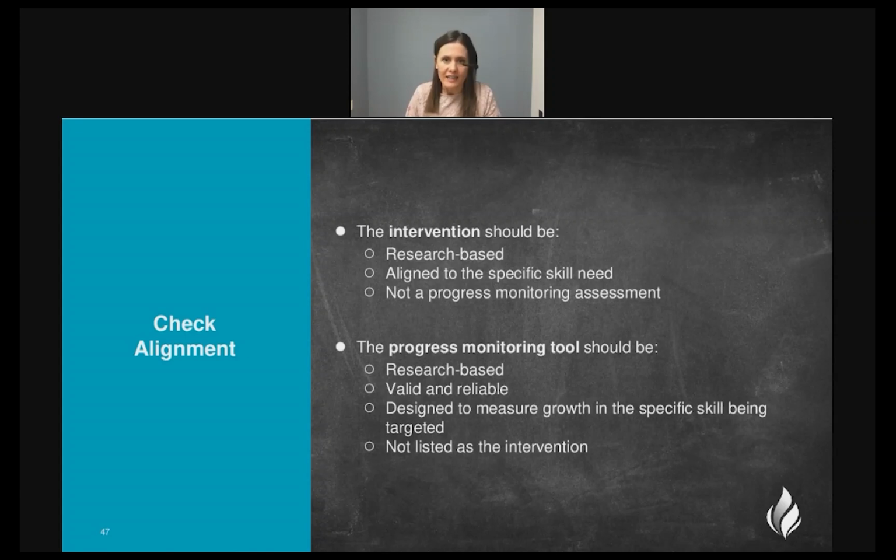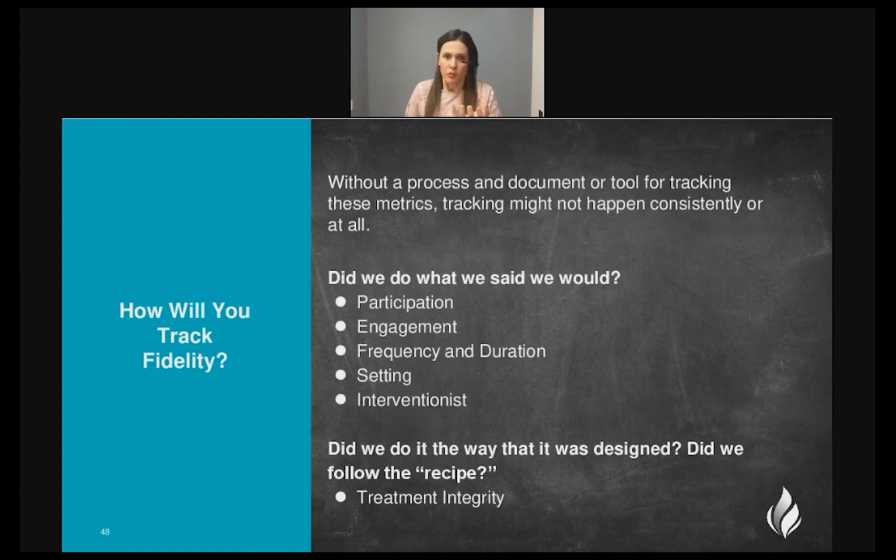So LLI isn't the way that we're progress monitoring. That's the actual thing we're doing. And I'm using lots of different examples that exist. I'm not advocating for one or the other. Just want to let you know, if you're hearing these terms, that this is what I sometimes hear districts talking about. So how will you track fidelity?